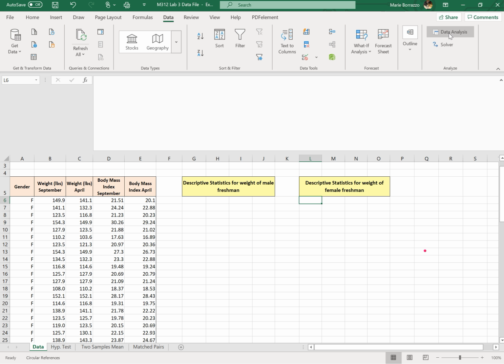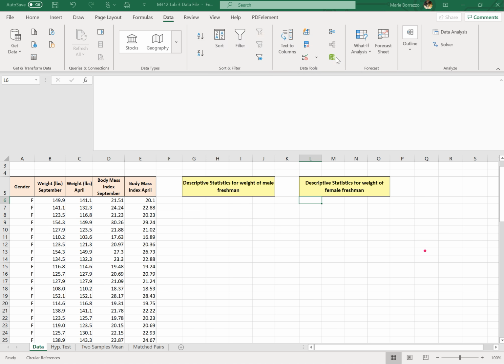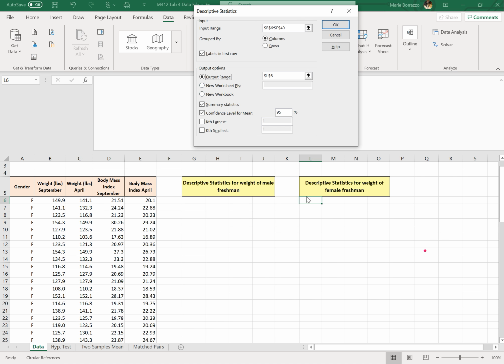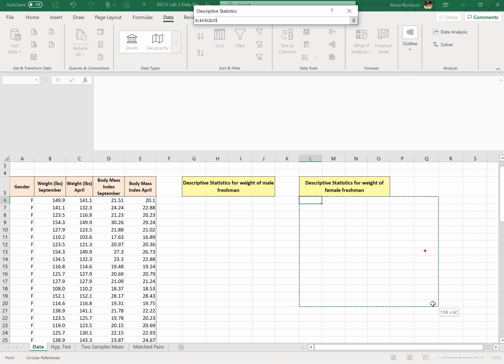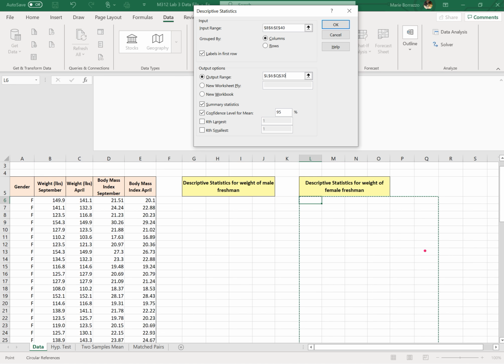So what you would do is you would go to data analysis, descriptive statistics. We're going to do the female first. So now your output, I selected L6 for my output. So basically, I want the output to show here somewhere in this area, right? And as far as the input, I'm selecting from B6 to E40 because I want all of the female data, which starts here. If I show you real quickly, you'll see how row 5 is just the labels.